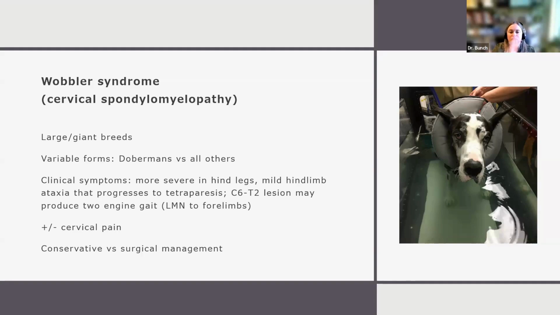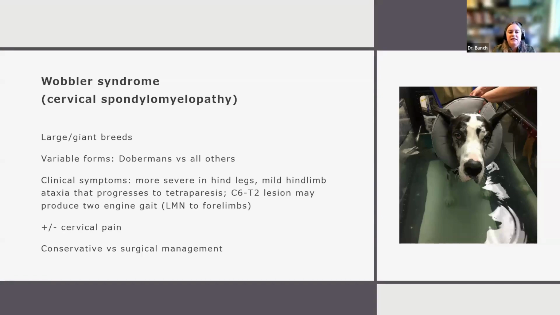So I kind of look at it as we have Dobermans, and then we have everybody else. Those Dobermans are usually middle to older age when we are seeing more of their symptoms, versus the large breed dogs like our Great Danes. We're going to see those guys younger typically. Clinical symptoms are generally more severe in the hind limbs, and this can be ataxia that then eventually progresses to tetraparesis.